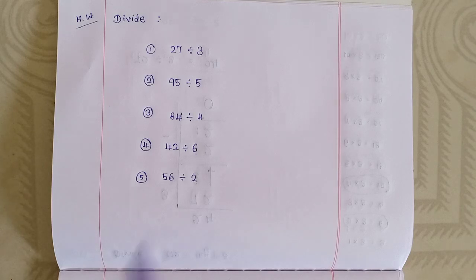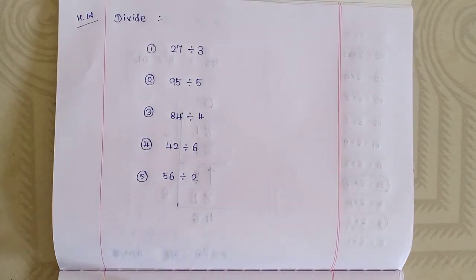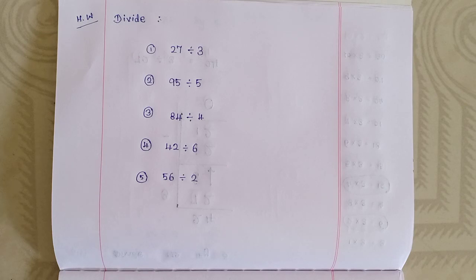Okay. These 5 sums, each sum one page. Okay, write each sum on its own page. Do it properly. Next we will see in the next class. Take care, children. Bye.